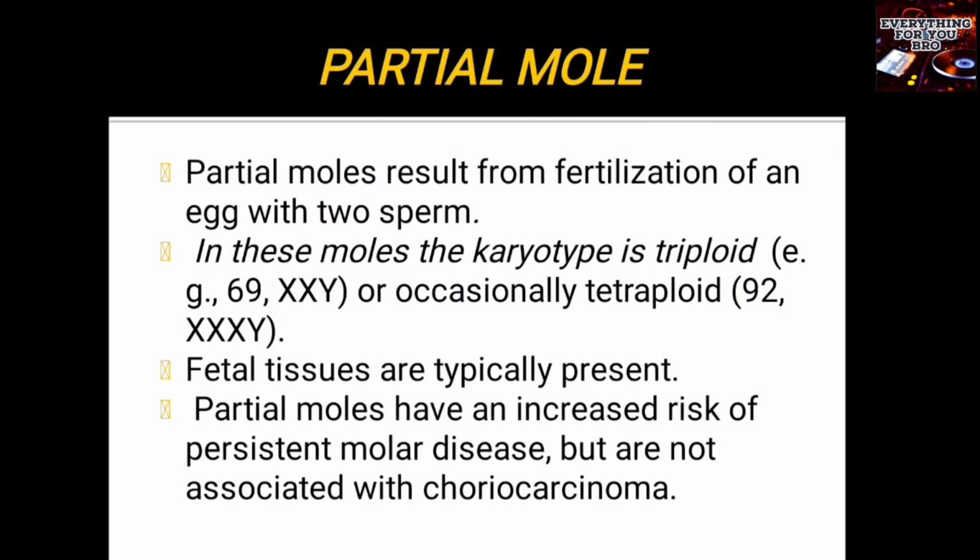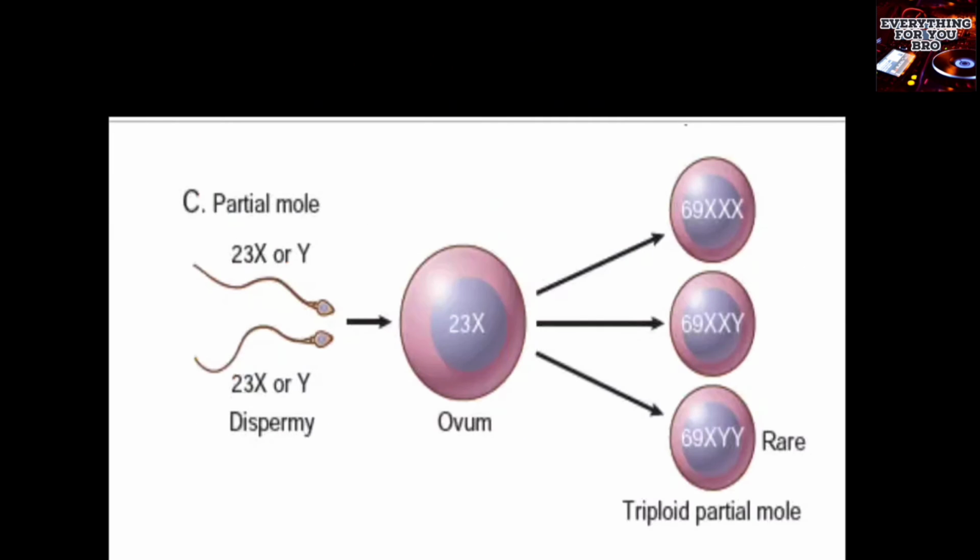So fetal tissues are typically present. That's why it is called partial mole. Only a part of the placental tissue is being converted or transformed into hydropic degeneration, but the rest of it will be normal, along with fetal parts which will also be appreciable. So these partial moles have an increased risk of persistent molar disease, but are not associated with choriocarcinoma.